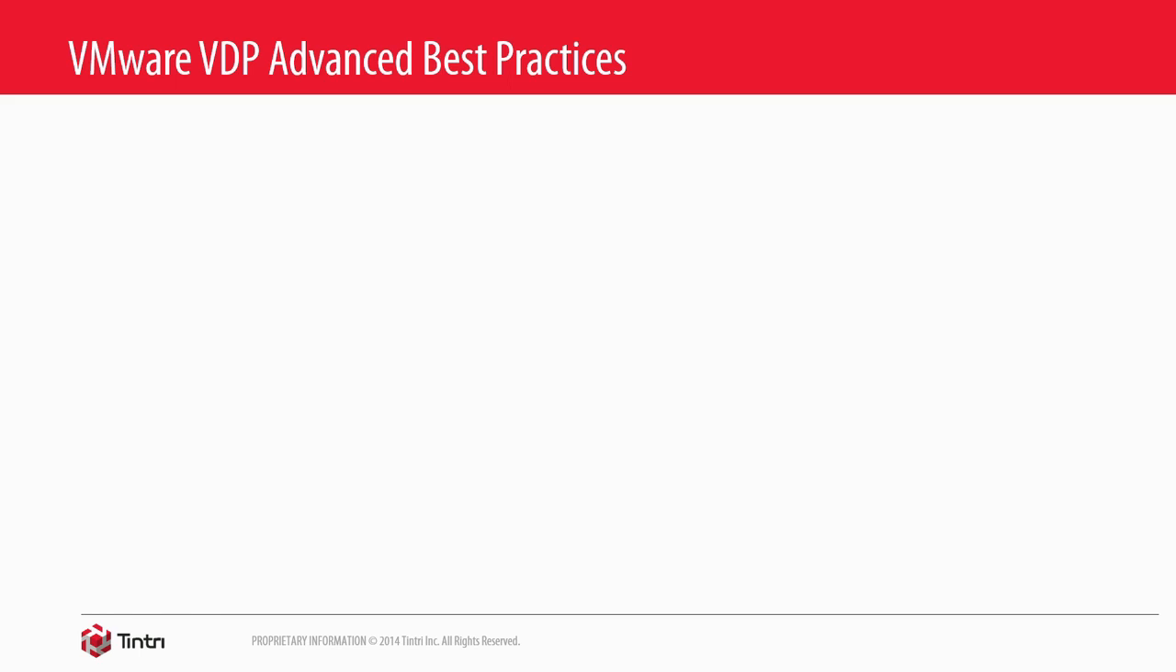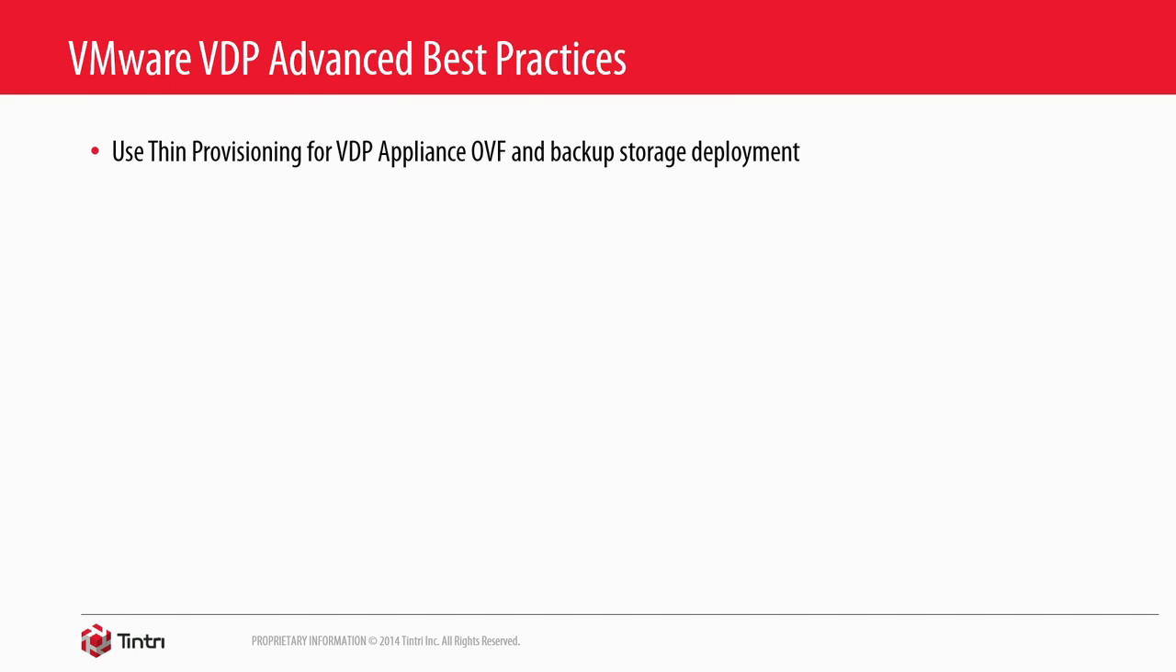So VMware VADP best practices. Well, for the OVF itself, you probably want to do thin provisioning. The reason is that in version 5.5 and above, you can actually grow the storage for VDP. In the older versions, once you provision it, you're stuck with that provisioned size. You can't grow it. So with newer versions of VDP, you can actually extend or grow the backup storage.